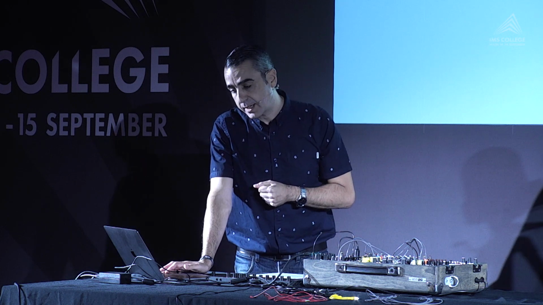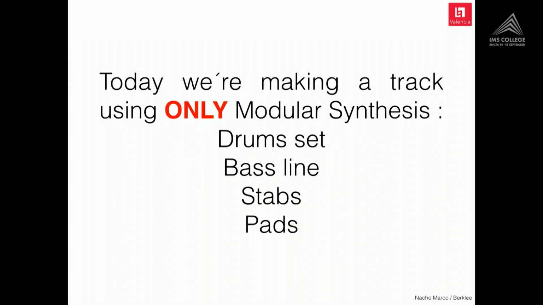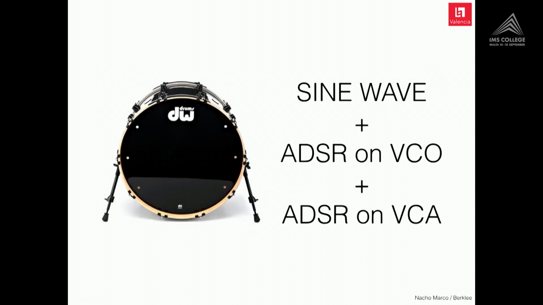Today we're making a track using only modular synthesis. We're going to design our whole drum set. We're going to design a bass line. We're going to design some stabs and some pads as well. Let's begin with the kick. This is a super easy patch. I'm only going to use 4 cables, and I'm going to be able to generate a unique kick drum. And why unique?